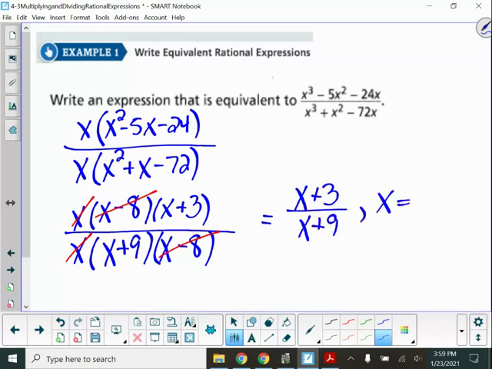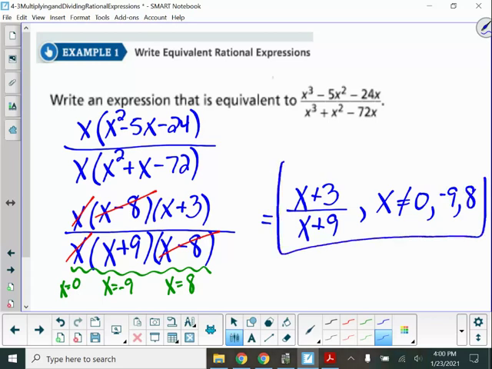Now, to go through and state all the values that x cannot equal, I want to go back to my denominator in this step before I cross things out. I want to set each of these factors equal to 0. So the x out in front gives me 0, the x plus 9 gives me a negative 9, and the x minus 8 gives me a positive 8. So those are the 3 values that x could not equal. Because if we plug them into the original question, I would get a 0 in the denominator.